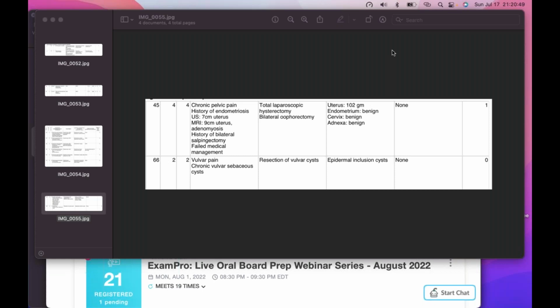And making sure that they're all on one individual line, so you can adjust the font so that, for example, you see how failed medical management takes up 2 lines?